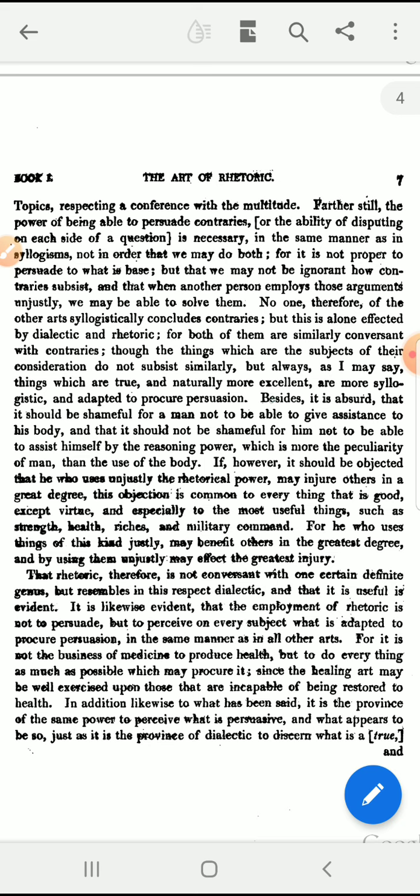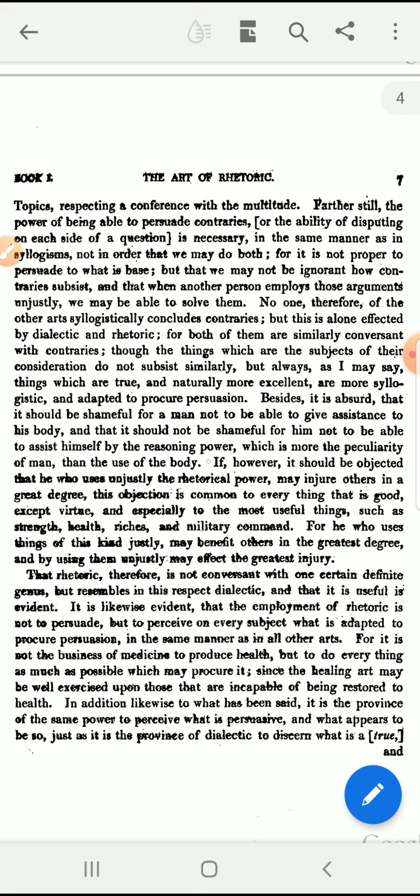Besides, it is absurd that it should be shameful for a man not to be able to give assistance to his body, and that it should not be shameful for him not to be able to assist himself by his reasoning power, which is more the peculiarity of man than the use of his body.